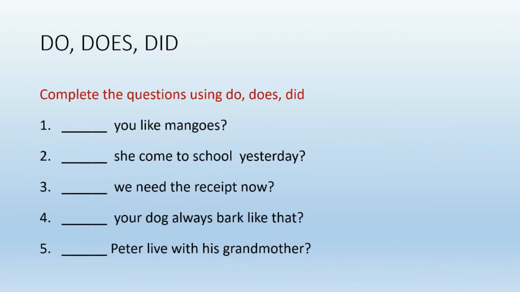Do, does, did. We already discussed when you should be using do, does and did. Do is usually used before the subject which is first person singular or plural, second person singular or plural, and third person plural. And when is does used? Does is used only with third person singular. And when is did used? Did is used with all the first person, second person, third person, singular and plural.